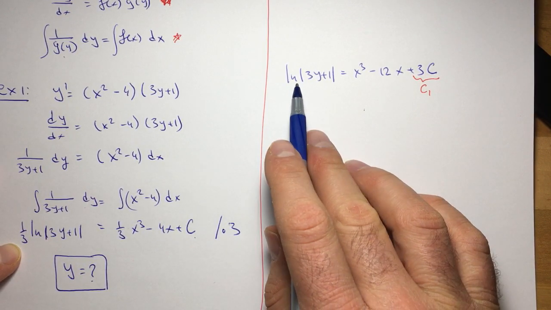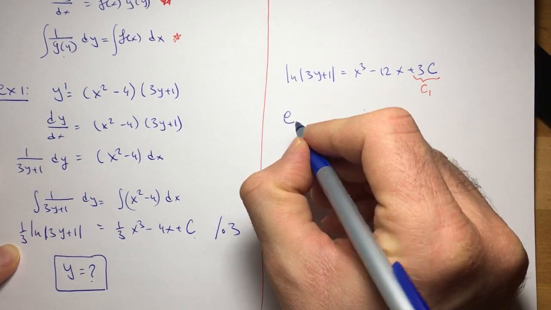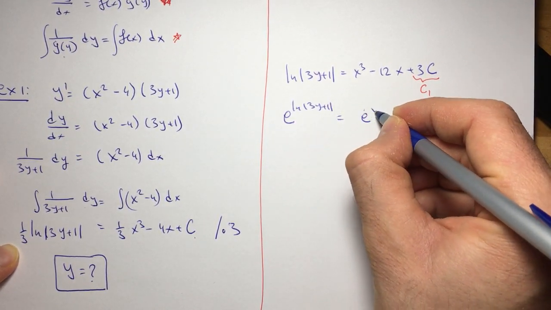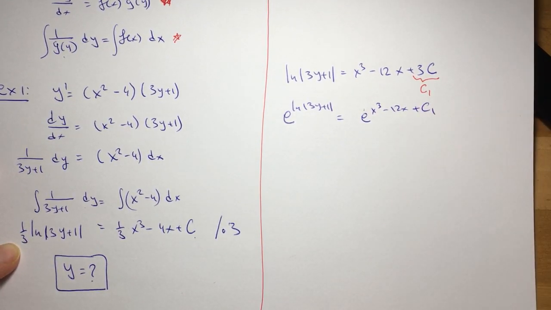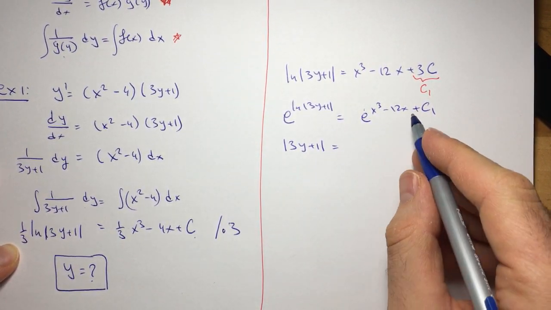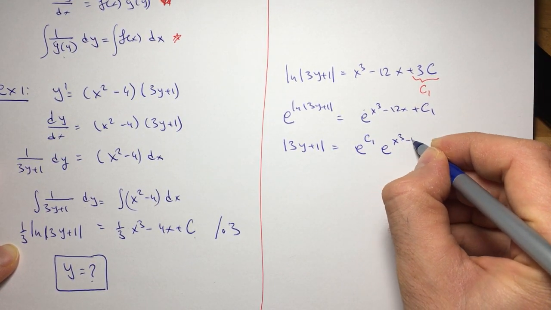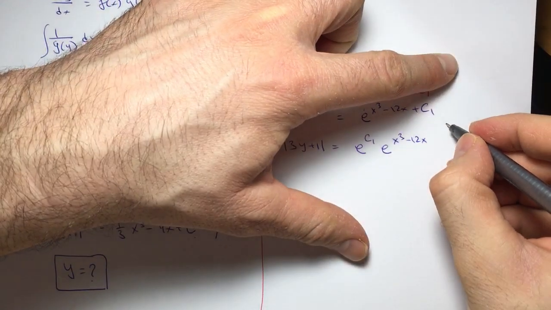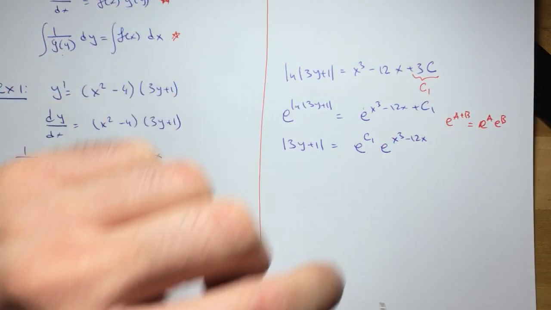Now in order to get rid of the ln function, I'm going to raise both sides, I'm going to bring e to the power: e to the power ln of 3y plus 1 is equal to e to the power x cubed minus 12x plus c1. The left hand side simplifies to the absolute value of 3y plus 1. The right hand side is e to the power c1 times e to the power x cubed minus 12x, right? Remember that e to the power a plus b is equal to e to the power a times e to the power b, right?